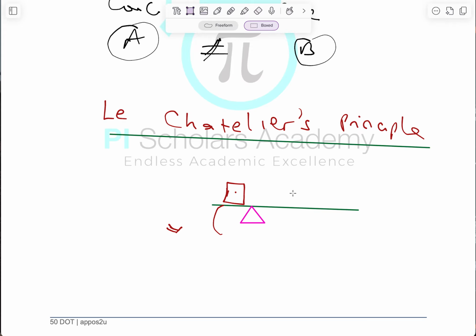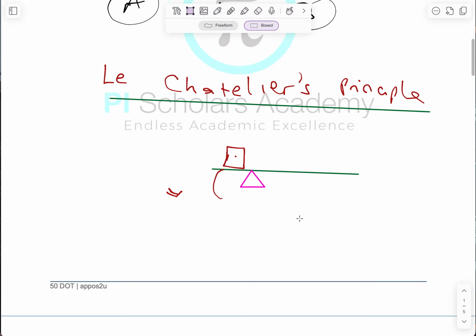Le Chatelier's principle just says that when you introduce a new thing, a distortion, a perturbation into a system that is already in equilibrium, the system is going to adjust itself and go back to the state of equilibrium. So these are the things that affect it. Number one is change in concentration.